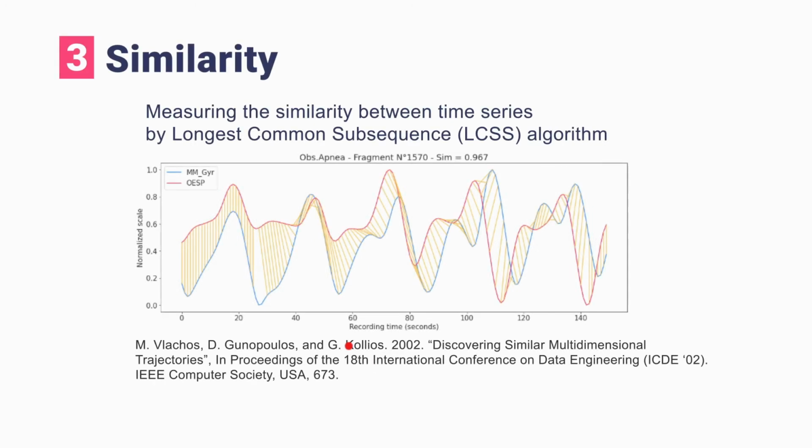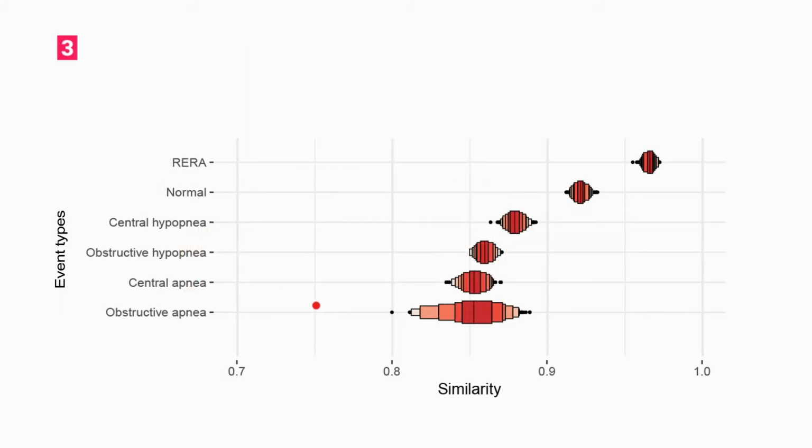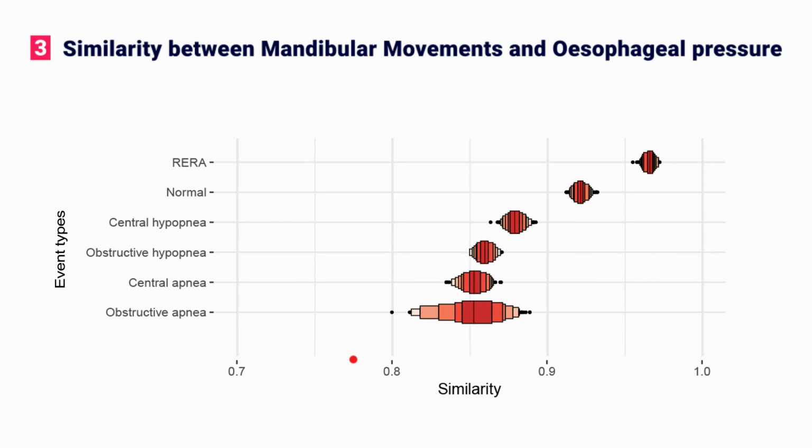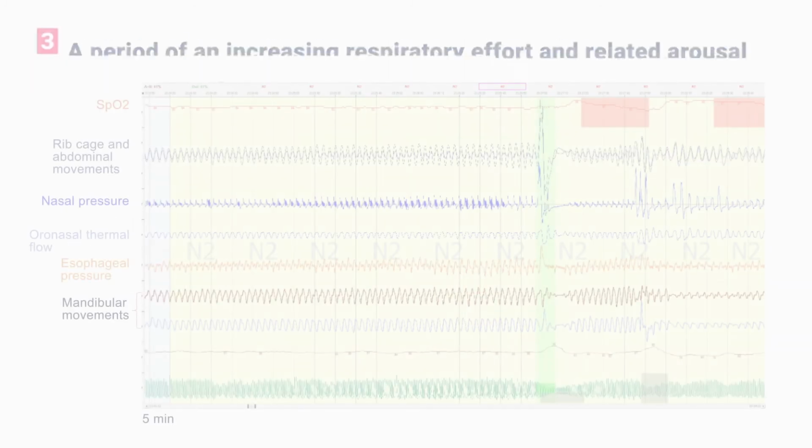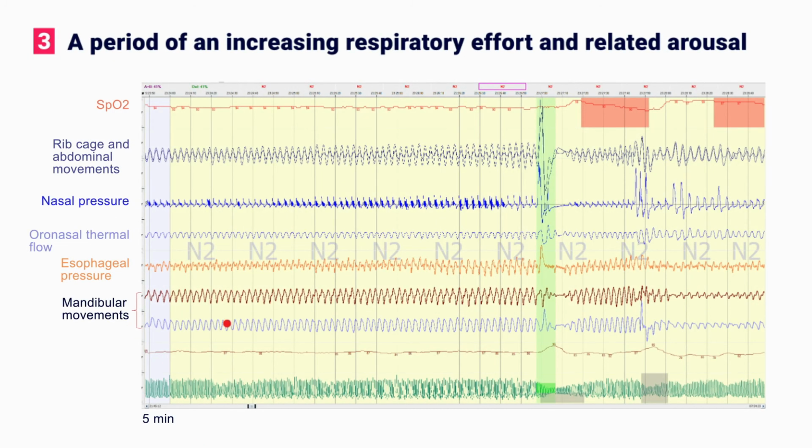We examined the time series of both signals with the longest common subsequence algorithm to measure similarity between the two biosignals. And we found very similar and synchronized patterns. The longest common subsequence score was about 0.8 during all types of events between the pattern of mandibular movements and esophageal pressure. This fragment of 5 minutes shows a long period of increasing respiratory effort-related arousal with a high level of similarity and synchronization between the two signals.